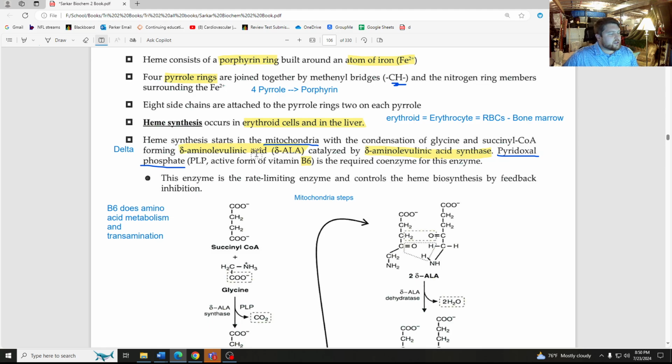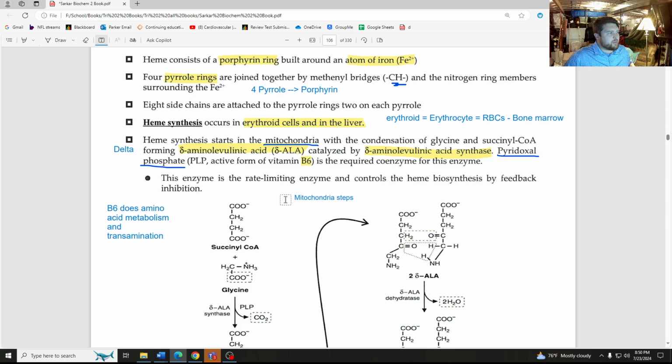So heme synthesis starts in the mitochondria with the condensation of glycine and succinyl-CoA. Succinyl-CoA, that's one of our intermediates of the Krebs cycle, forming delta-aminolevulinic acid, also known as delta-ALA, which is catalyzed by delta-ALA synthase. Remember, synthase means that we're synthesizing, we're making something, and it uses pyridoxal phosphate. Before you read ahead, what B vitamin is that? Pyridoxal phosphate is the active form of B6.